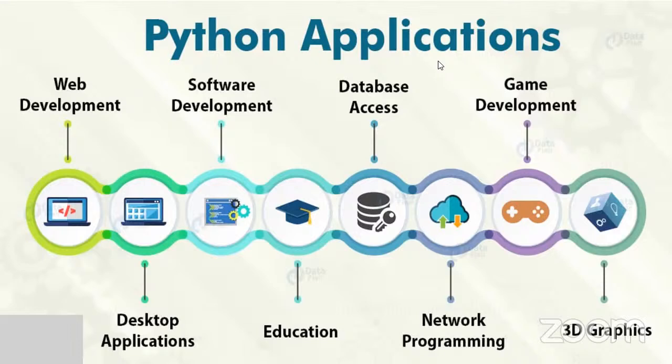Next, desktop applications. You can see here, desktop applications. We'll be using Python for creating the graphical user interface. Libraries like tkinter and PyQt make it possible to develop desktop applications. Desktop applications, you can think of like a media player on your desktop, a file browser, or text editors. In that also, we can use Python for creating the desktop applications.